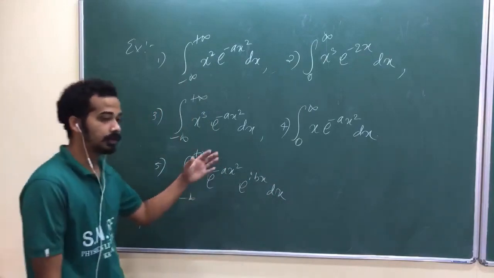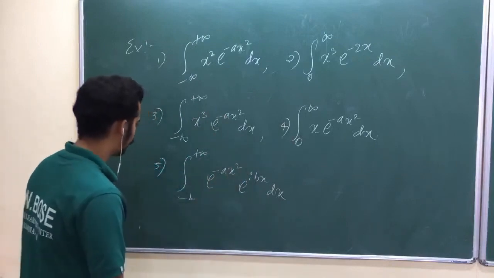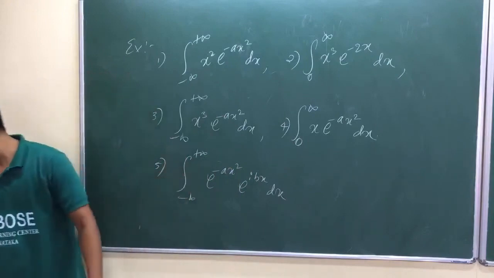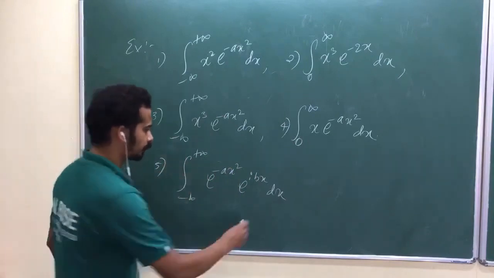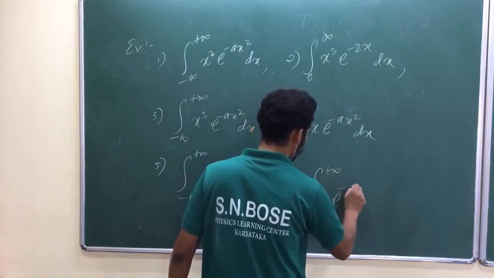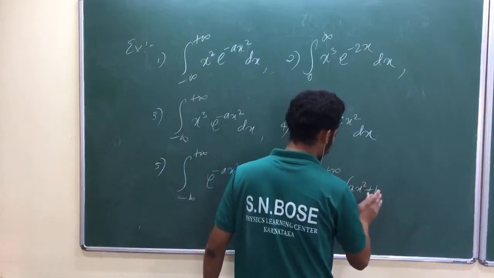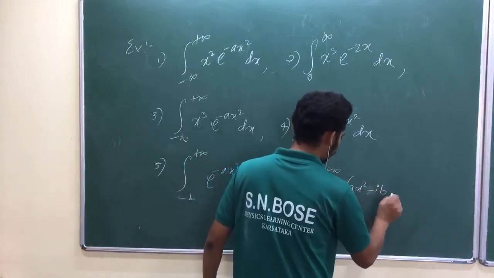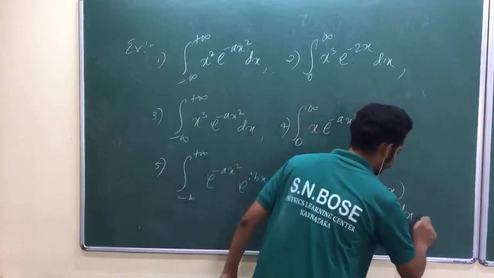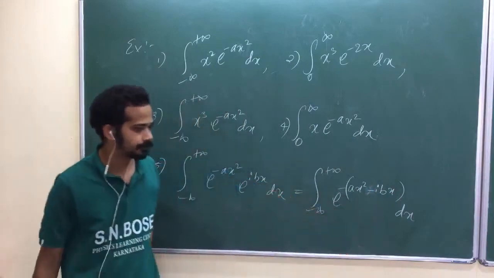You should use the e power minus ax square plus bx plus c formula. Is that okay? Like that. So try to do this one. Let me do some of them. Try to write it like this: minus infinity to plus infinity, e power minus, outside, ax square plus ibx plus c into 0. Isn't it?